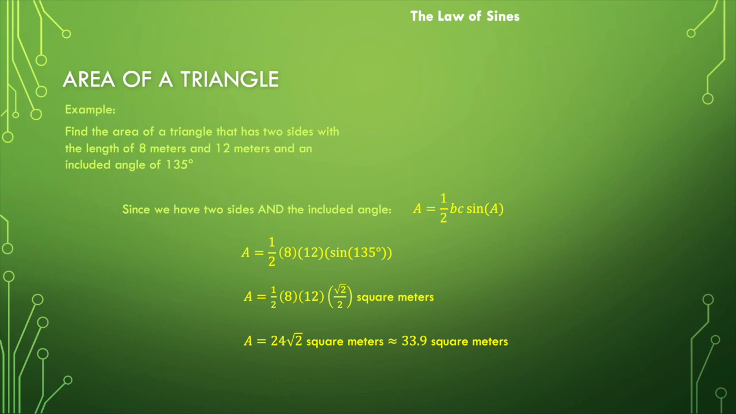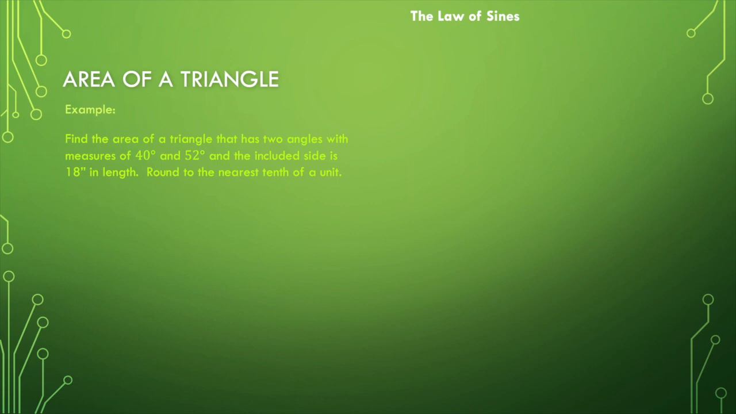All right, then we have one more example of this, and this would be this example. Find the area of a triangle that has 2 angles with measures of 40 degrees and 52 degrees, and the included side is 18 inches in length. Round to the nearest tenth of a unit. Okay, so here we have different information, and it's not exactly what we need to use that formula. So let's pick this apart a little bit.